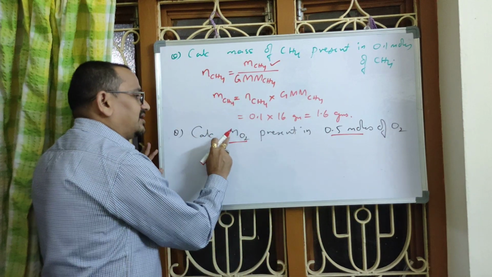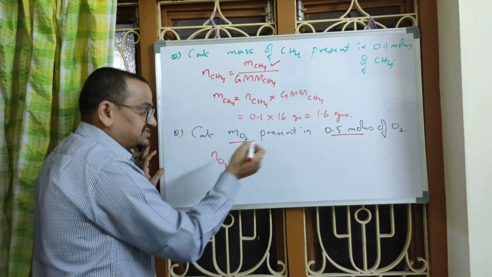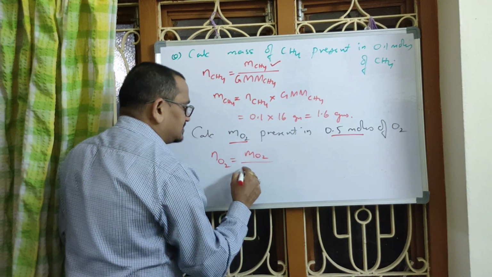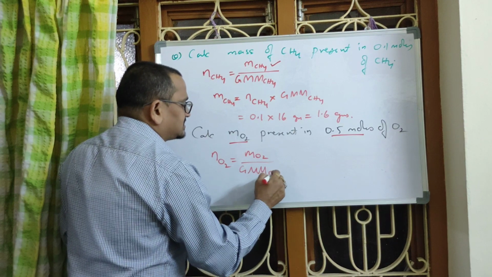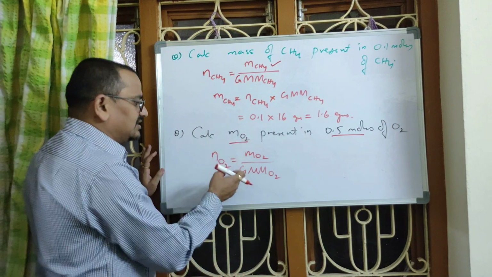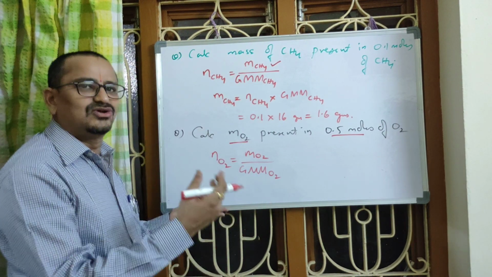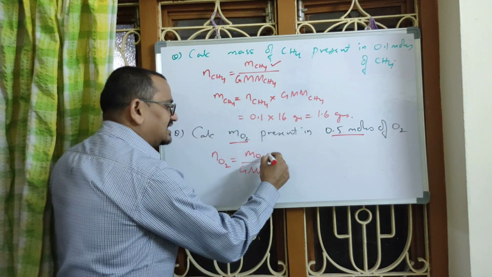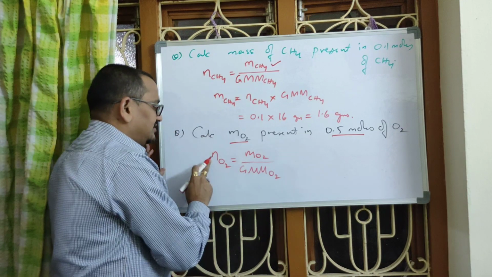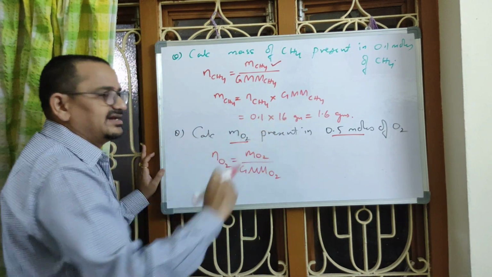What's the formula between mass and moles? Same relation: the number of moles of the substance, which is oxygen, equals the mass of oxygen over the gram molecular mass of oxygen, right? As it is a molecule, I directly took the gram molecular mass. Otherwise, the standard relation is molar mass. Now we need to calculate the mass. This value we can find by default, and this value is supplied in the question.